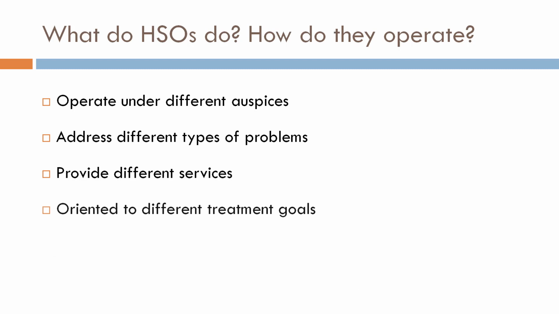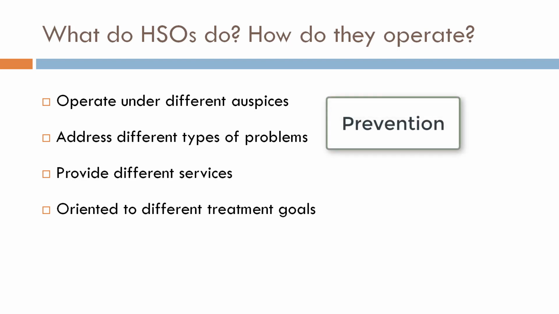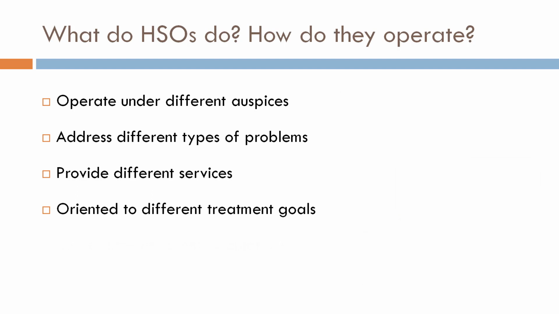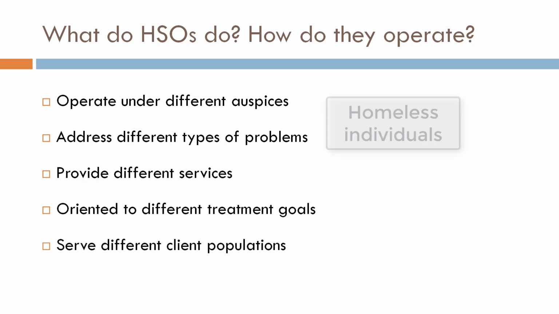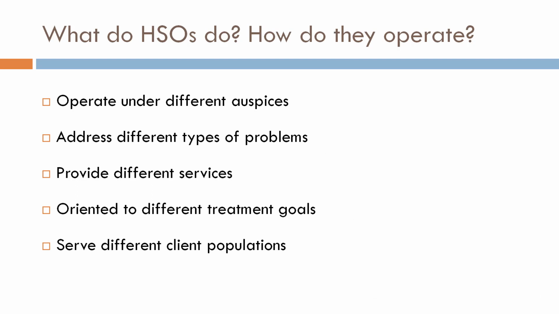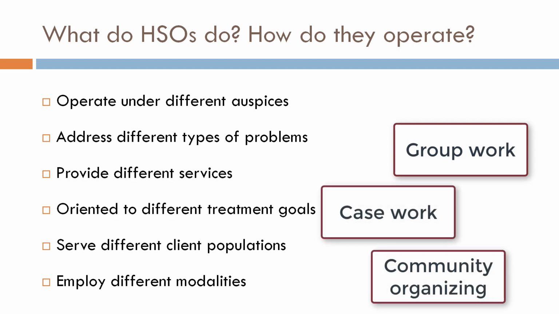They're also oriented to different treatment goals. For example, some HSOs might be focused on prevention, while others are focused on problem resolution or maybe symptom alleviation. HSOs also serve different client populations. For example, an HSO could serve the homeless, while another is for children with learning disabilities, or maybe another is for people with chronic mental illness, etc. And lastly, they may employ different treatment modalities. So there's group work, casework, community organizing, all of the different practices that we have.